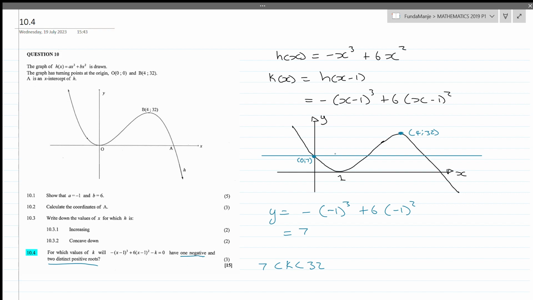And notice I'm not putting the or equal to, because our regions need it to be strictly greater than or strictly less than for them to satisfy the condition given. And you could also represent your answer as k is an element of all numbers between 7 and 32. Notice I'm not using the square brackets because the square brackets include the bounded regions. So this would be your answer.